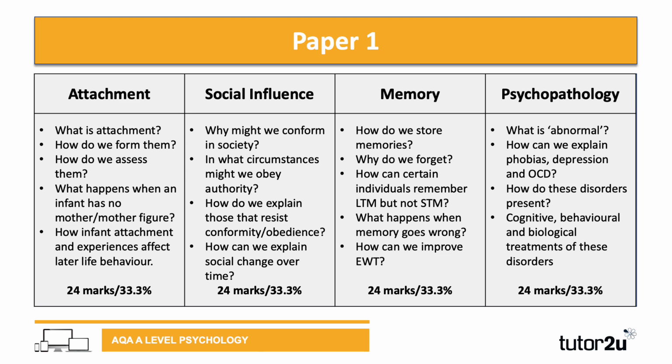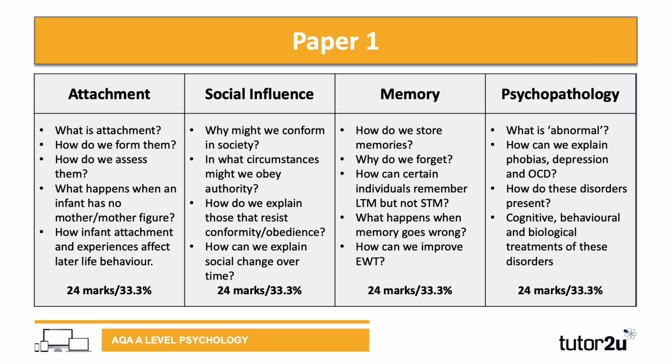And there are just some questions here to get you thinking about some of the things you might be covering. So attachment, for example: what happens when an infant has no mother or mother figure as they grow up, what happens to their attachment? How does that translate to adulthood? How infant attachment actually affects later adulthood behaviour. Social influence, we cover 2 main behaviours, conformity and obedience. We also look at social change as well, and minority influence.